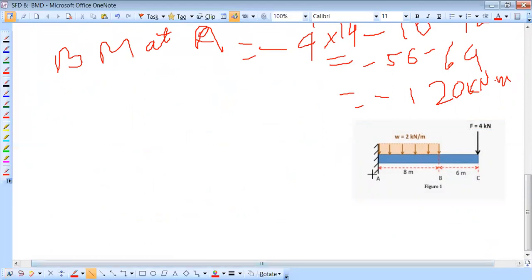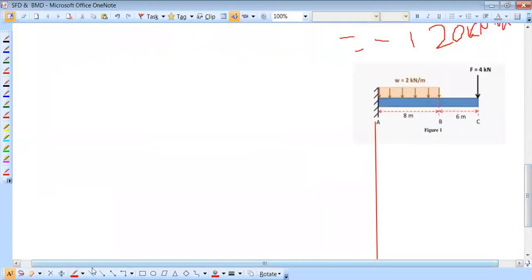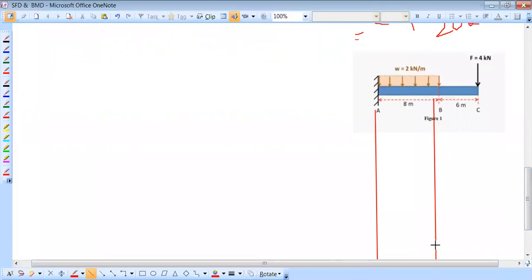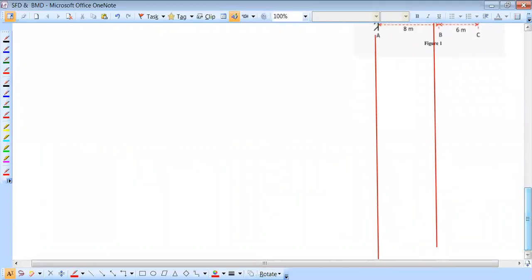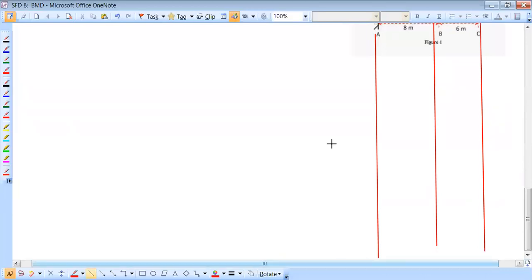First of all, draw a straight line from every point, like point A, point B, and point C. Draw a straight line from point A, point B, and point C. So take a line from point B, then take another line here. Taking another line here.